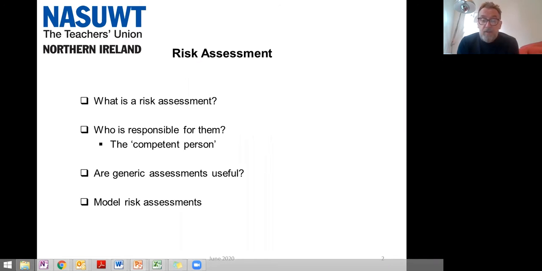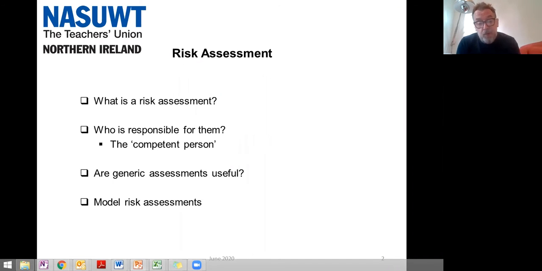In general, the generic assessment can state the measures that need to be adopted, but the school-based assessment would need to be clear on how these measures can be implemented. And I think that's an important point to remember when we're looking at generic risk assessments.